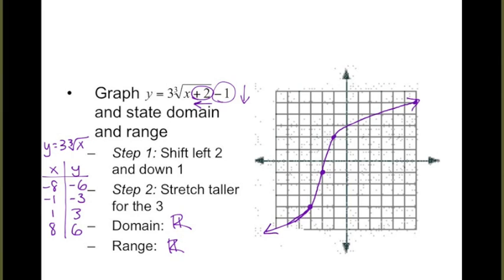Why do you even have domain and range on the bottom? Because I want you to know that for a cube root graph, domain and range are all real numbers. In your homework, it will ask you as well. So don't skip over it because you think it's silly to write all real numbers. Write all real numbers and get the easy point. For cube roots, domain and range will always be all real numbers.